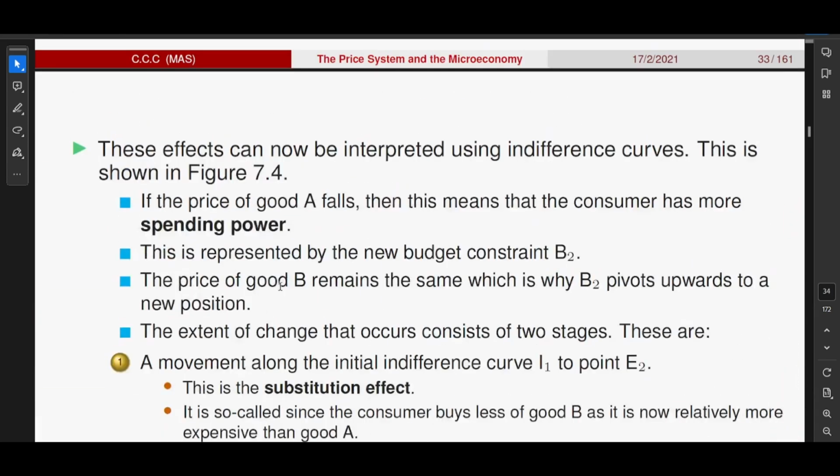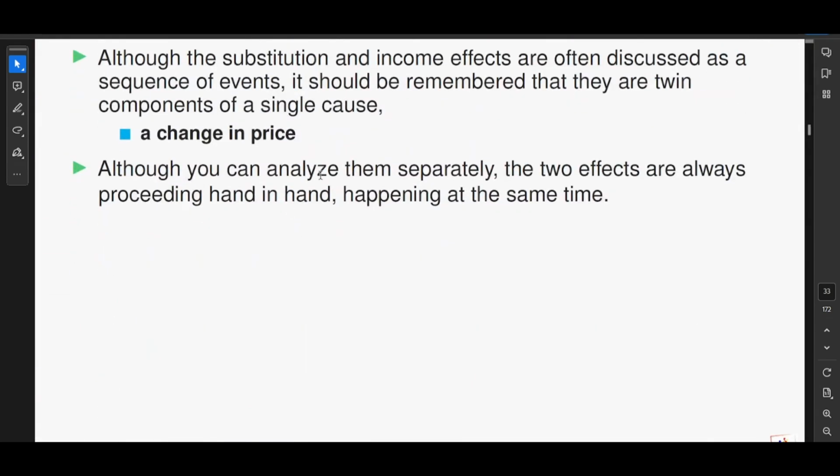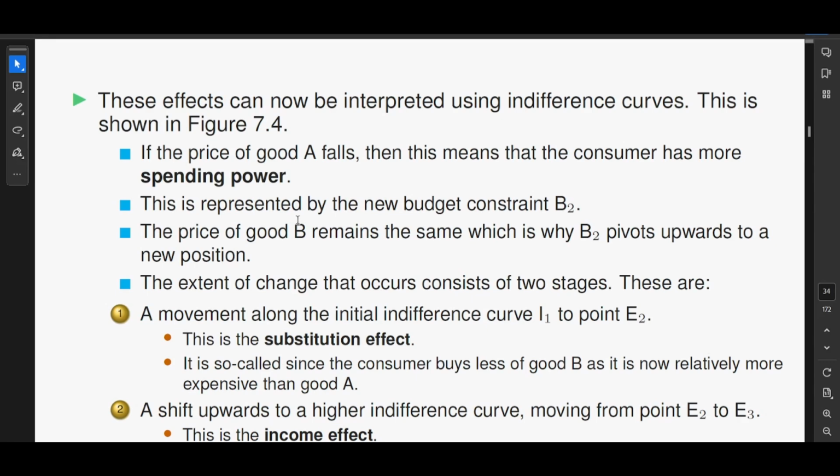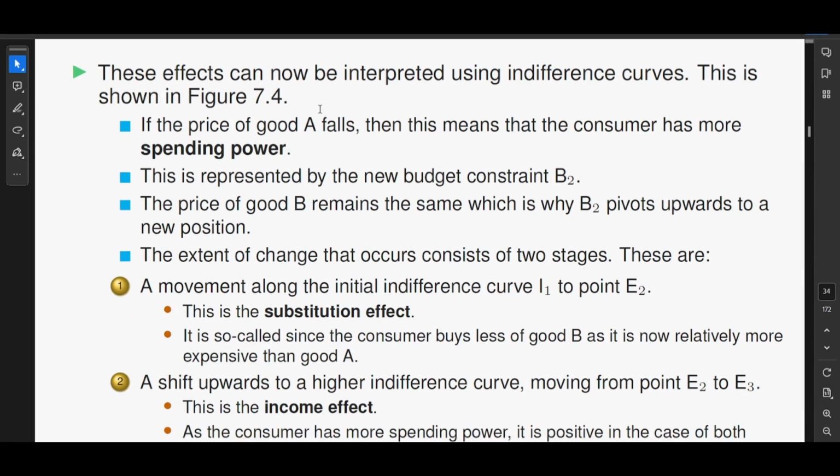So this is what this is saying here, right? Although they are analyzed separately, they happen at the same time. So keep that in mind when it comes to your explanation. These two effects can now be interpreted using indifference curves. This is the figure below.